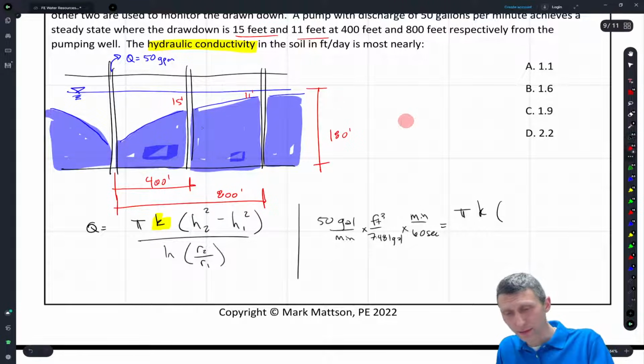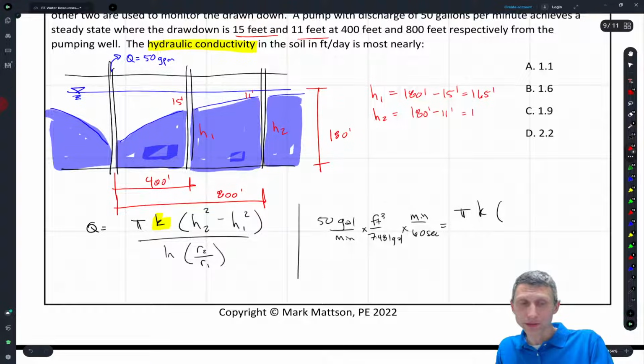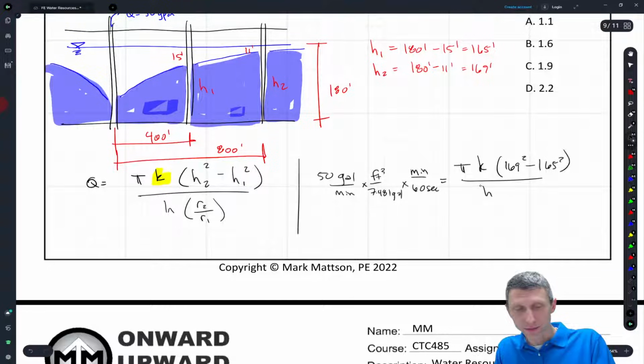This is going to be height 1, and this is going to be height 2. Height 1 is going to equal this 180 feet total, minus our drawdown 15 feet, which is going to be 165 feet. And height 2 is going to be our 180 feet, minus 11 feet, which is going to be 169 feet. Okay, so once we have our heights, again, this becomes a plug and chug thing where it's 169 squared minus 165 squared, divided by the natural log of the radius. So our radius 2, which is 800, divided by radius 1, which is 400.